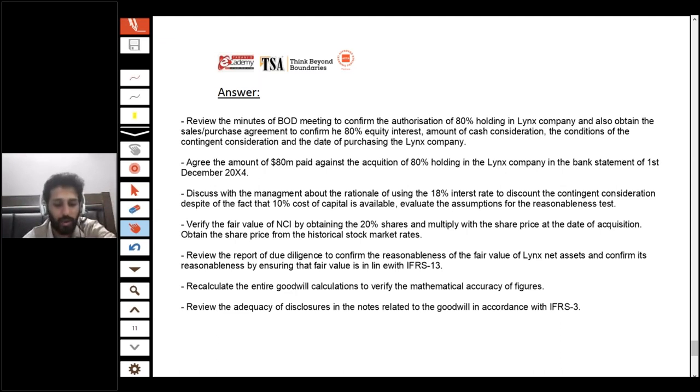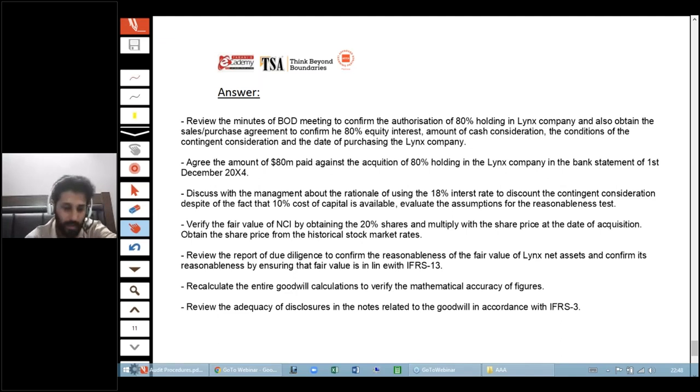You can even inspect the shareholder register, Mr. Siddiqui. You can inspect. Yes, Jazib, you can write whatever you have written. You can write like that as well.